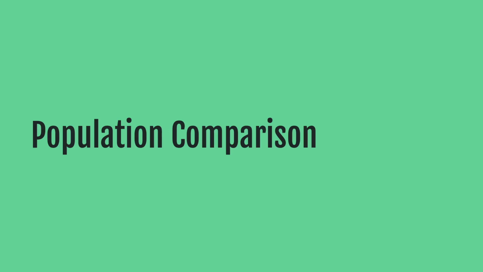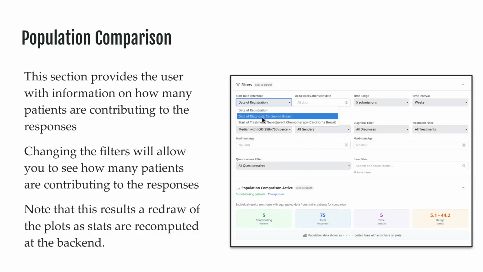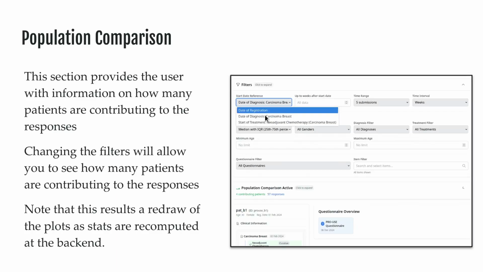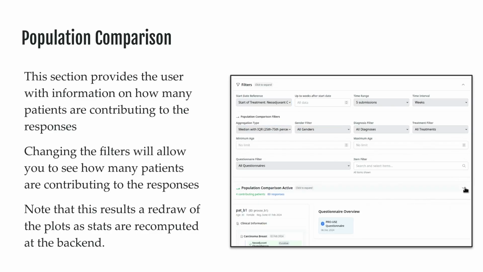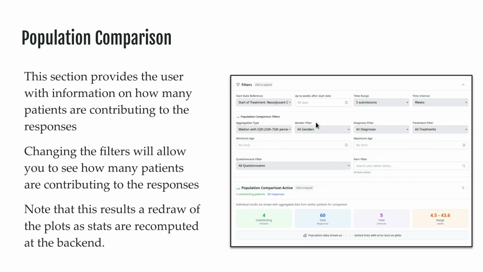The population comparison section actually shows you the statistics regarding the number of patients which are contributing to the aggregation. So here, for example, when we choose different filter options, you can see that the number of contributing patients and the total number of responses that are provided, as well as the time intervals and the range of weeks over which the responses have been recorded, is changing. And this actually influences the aggregation statistics.